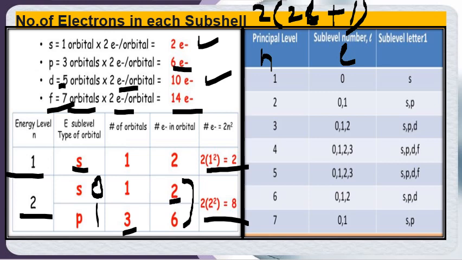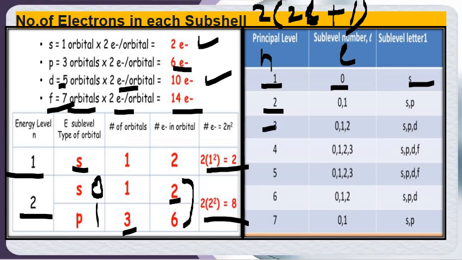In the first shell, the value of L is only 0, which means in the first shell there is only one orbital or one subshell, that is S. While in the second shell, there are two values of L. Remember it, 0 is the value for S and 1 is the value for P. So the second shell will hold two subshells in it, S and P.